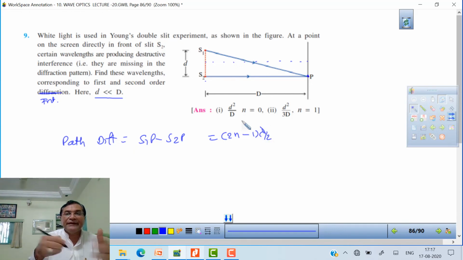The problem I have taken from the text where this formula is used. Don't say which is right and which is wrong, both are correct. It depends on the reference book. Okay, so I find out the path difference S1p.